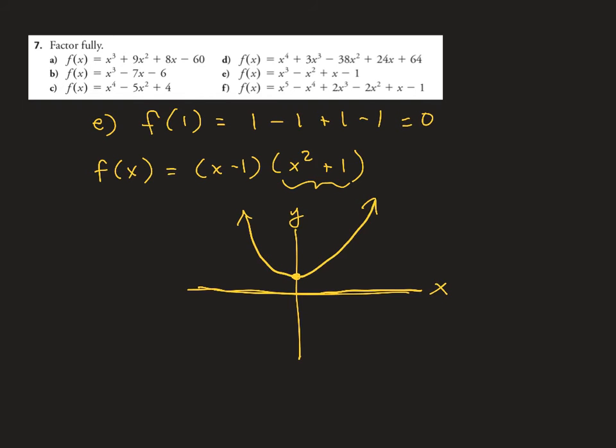And the other way of looking at it is, what x value can I put in here to make this 0? Well, that means that x squared would have to equal negative 1. Well, it's impossible. There's no x value that's going to equal a negative 1. So this is fully factored. That's the best we can do. Let's go to f.